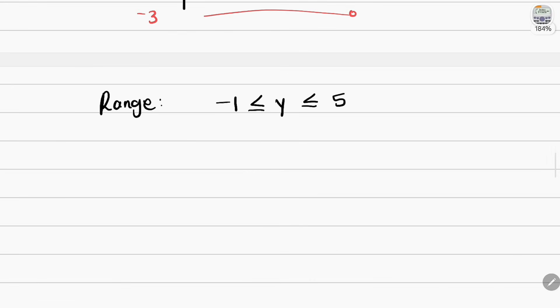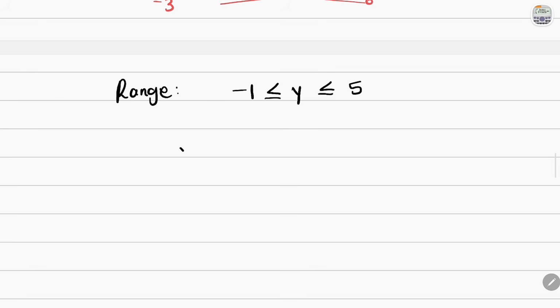You can write it like that. You can also write it in interval notation as y is an element of, and we're going from negative 1 all the way to positive 5.